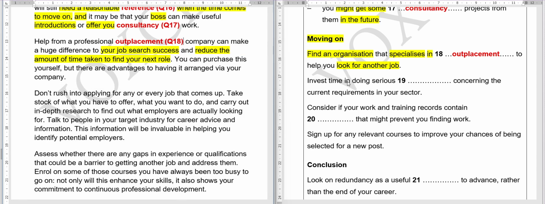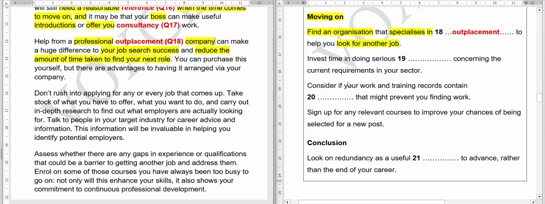Outplacement. So here they're saying find an organization that specializes in. They have just written professional dash company, outplacement company. Basically they are specialist or professional, the particular company, like a professional barber, who specializes in cutting hair. So outplacement is like finding jobs, and they can help you find a job easily, look for another job, your job search success. Hopefully it is clear. Next question.